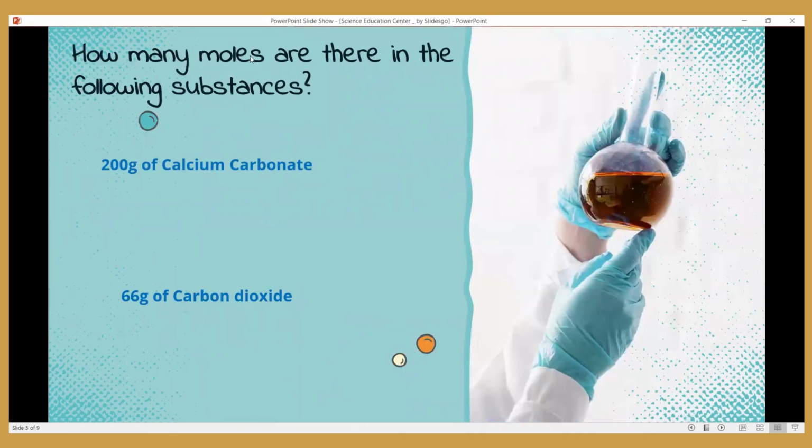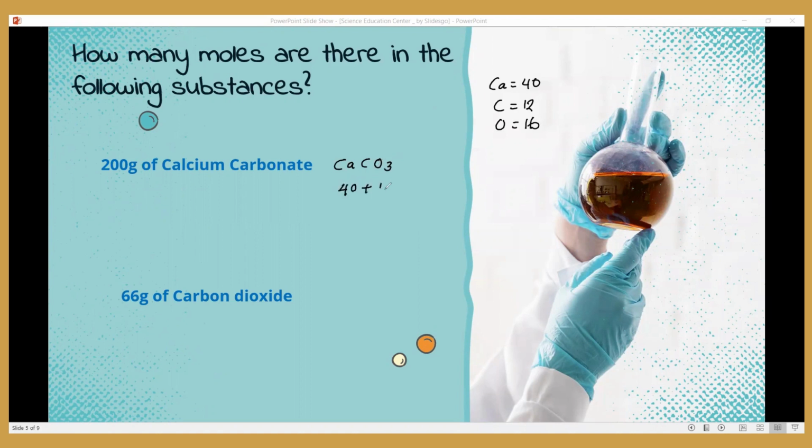Okay, here we have some more calculations. How many moles are there in the following substances? The first question is 200 gram of calcium carbonate. Calcium carbonate is CaCO3, and the mass numbers for calcium, it's 40, carbon 12, oxygen 16. So let's find out the molar mass first.